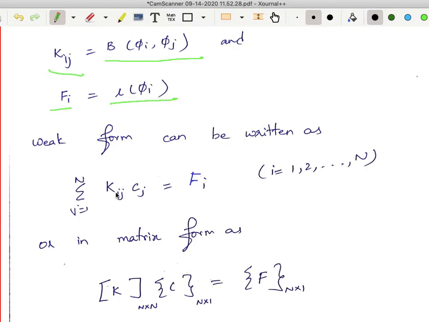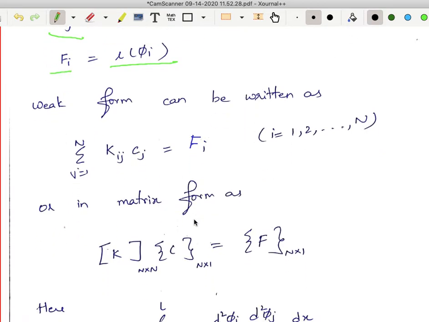Now what is this in matrix form? See, i takes values from 1 to n. So for i equals 1, it is k11 c1 plus k12 c2 plus k13 c3 and so on until k1n cn equals f1. For i equals 2, this equation is k21 c1 plus k22 c2 and so on equal to f2, and so on. This set of equations can be written in matrix form as matrix K of size n cross n into vector C of size n cross 1 is equal to vector F of size n cross 1.